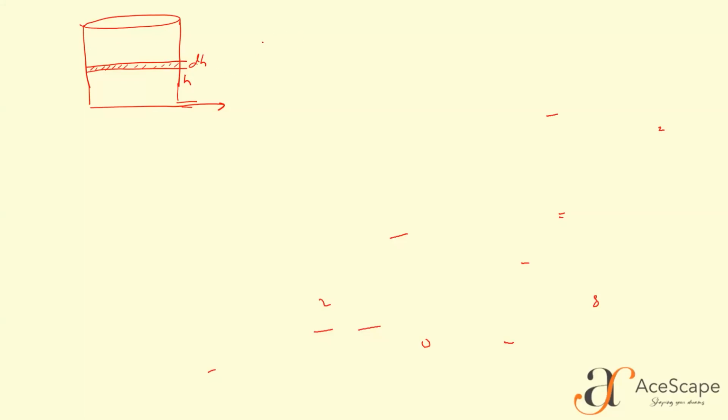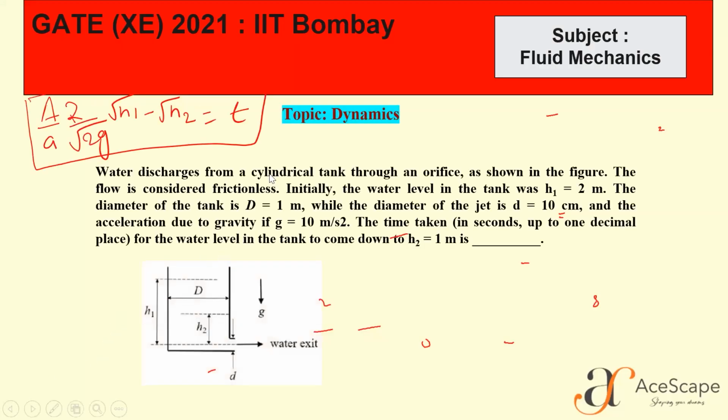Here in the question, the diameter is given, and the height is decreasing from h1 to h2. The value of h1 is 2 and h2 is 1, and it is decreasing. The diameter of the tank is capital D, and the diameter of this hole or orifice is a small d, right? It asks the time taken in seconds for the water level to come down.